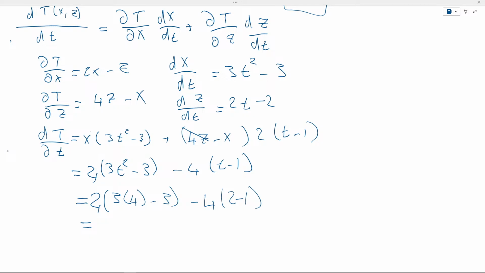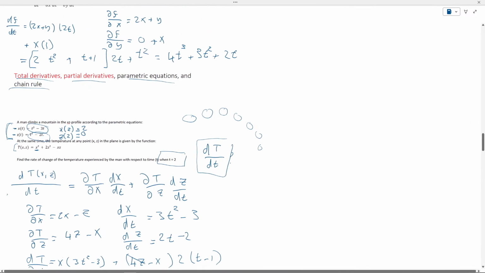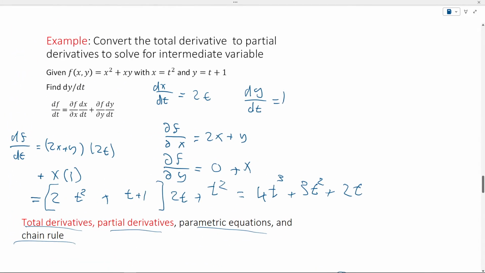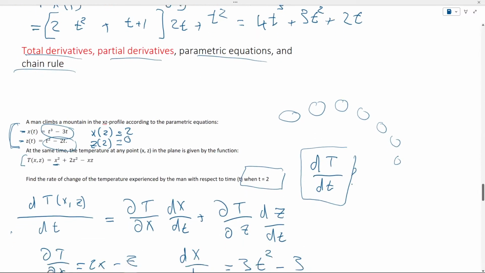So that would be 9, yeah, times 4. So I have 4 times 9. And here I have minus 4, yeah. So that 4 times 9 is 36 minus 4, then I got 32. So that's the answer that I get here. Yeah, something like this. So basically, just try to think about how I'm expressing here: this is my total derivative and this is my partial derivative.